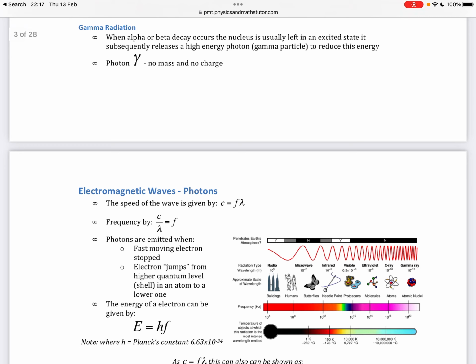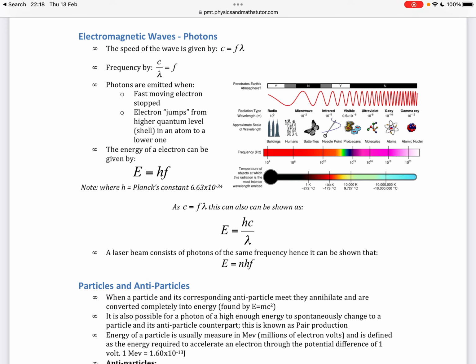Gamma radiation. When the alpha or beta decay occurs, the nucleus is usually left in an excited state and it subsequently releases a high energy photon, the gamma particle, to reduce this energy. Gamma has no mass and no charge.